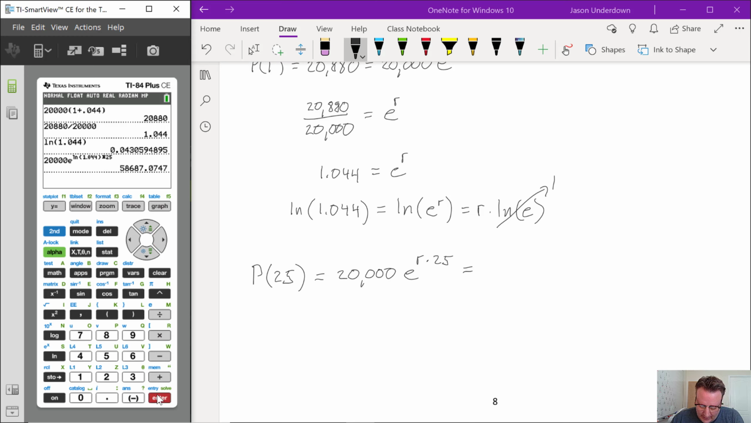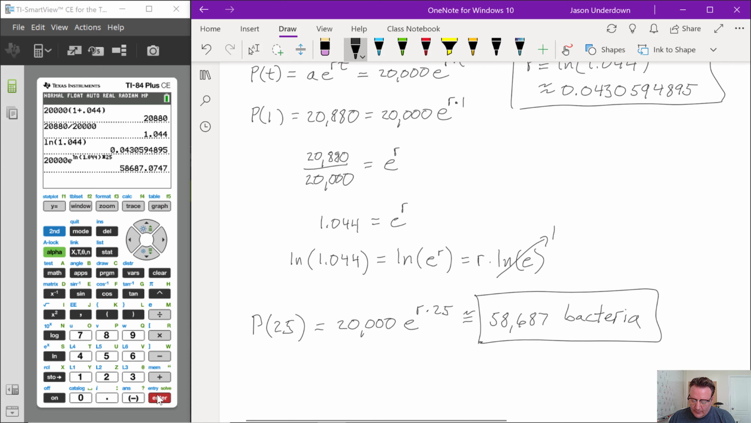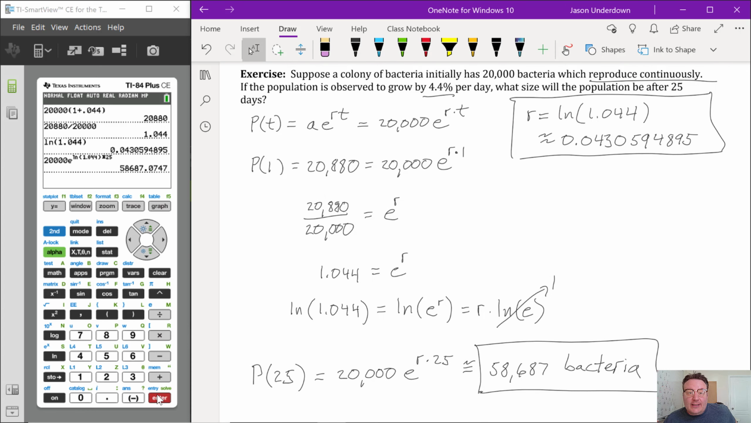What do we get? We get a population of 58,687 bacteria if we round to the nearest bacteria. And this concludes section 5.1 on exponential functions.